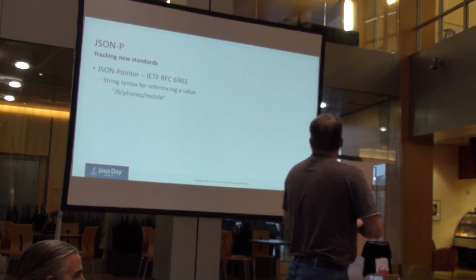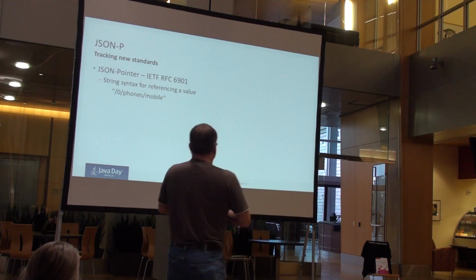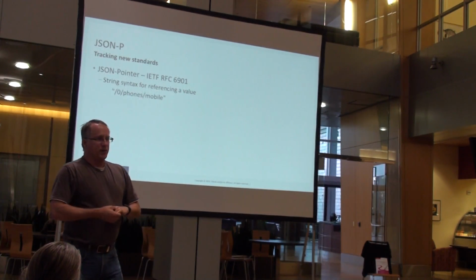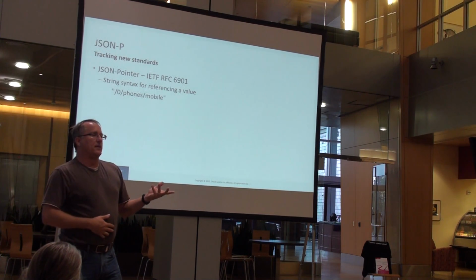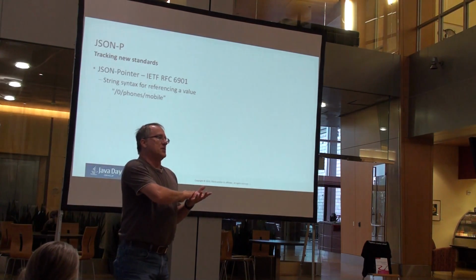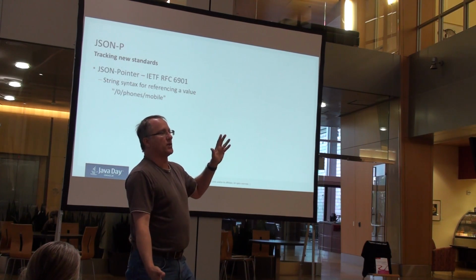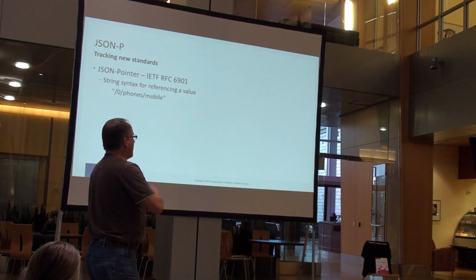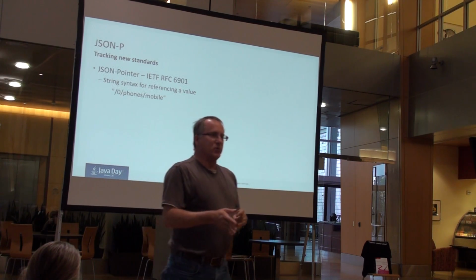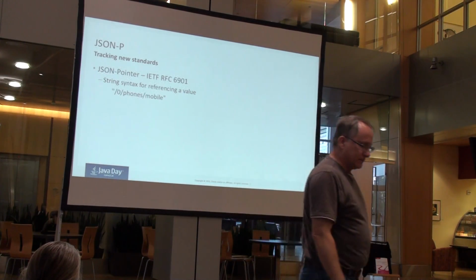So the first standard is something called JSON pointer. And the idea behind JSON pointer is I can, given a path, specify in a JSON representation, which could be a pretty complex structure, point to a specific attribute somewhere in that structure, right, or element.